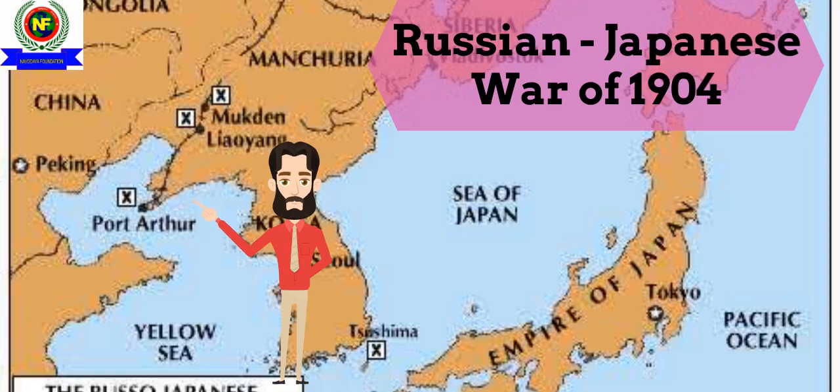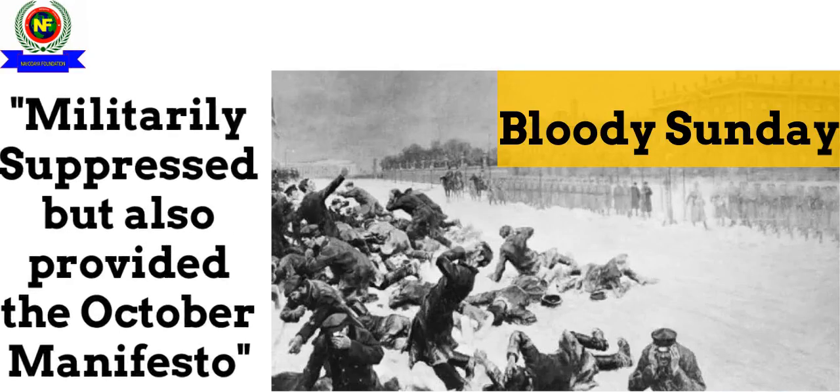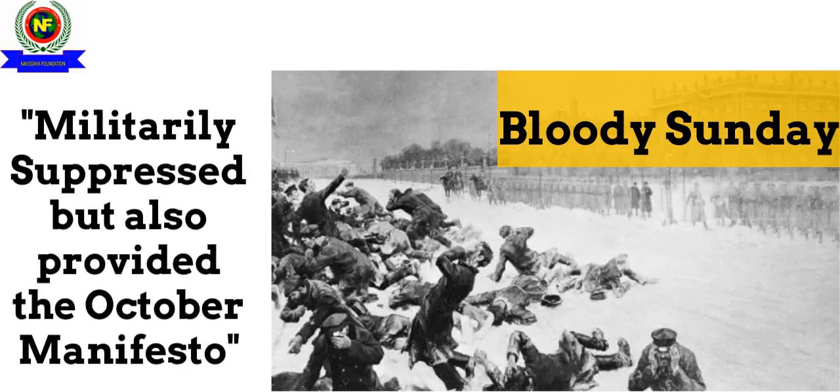But in this war, Russia was brutally defeated. This defeat led to a worsening economic condition in Russia, and it led to a small revolution in 1905, where workers went on strike demanding better working conditions and rights. But they were fired upon, and this event is called Bloody Sunday.